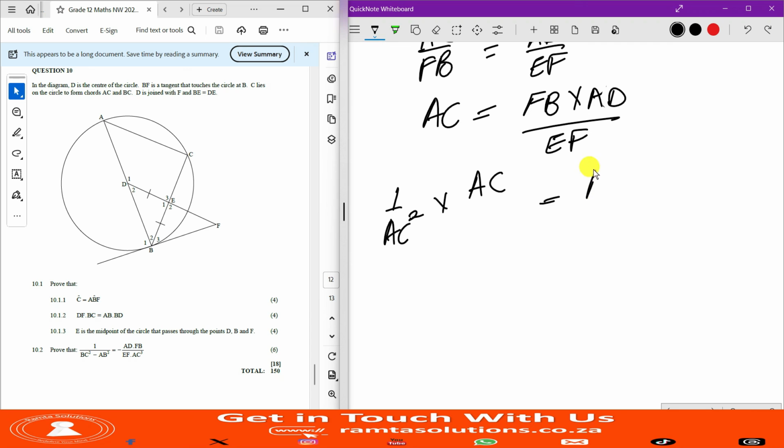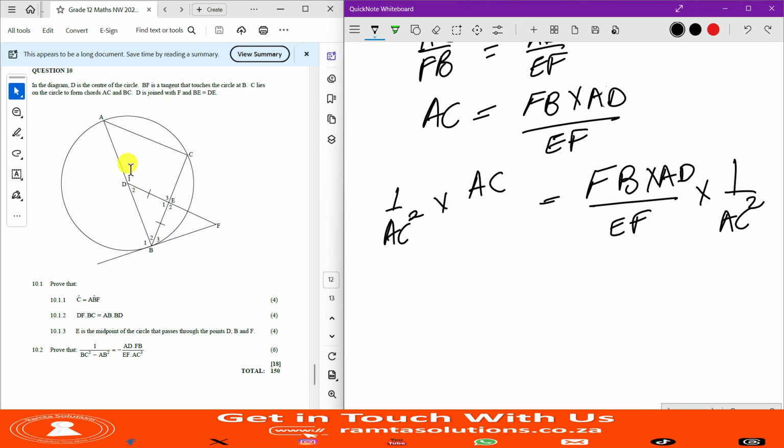let's see, FB times AD all over EF multiplied by 1 over AC squared. Oh, and then I do see AC squared. You are somewhere here. If we said this part here is 90 degrees, we are using Pythagoras, isn't it? We are using Pythagoras.